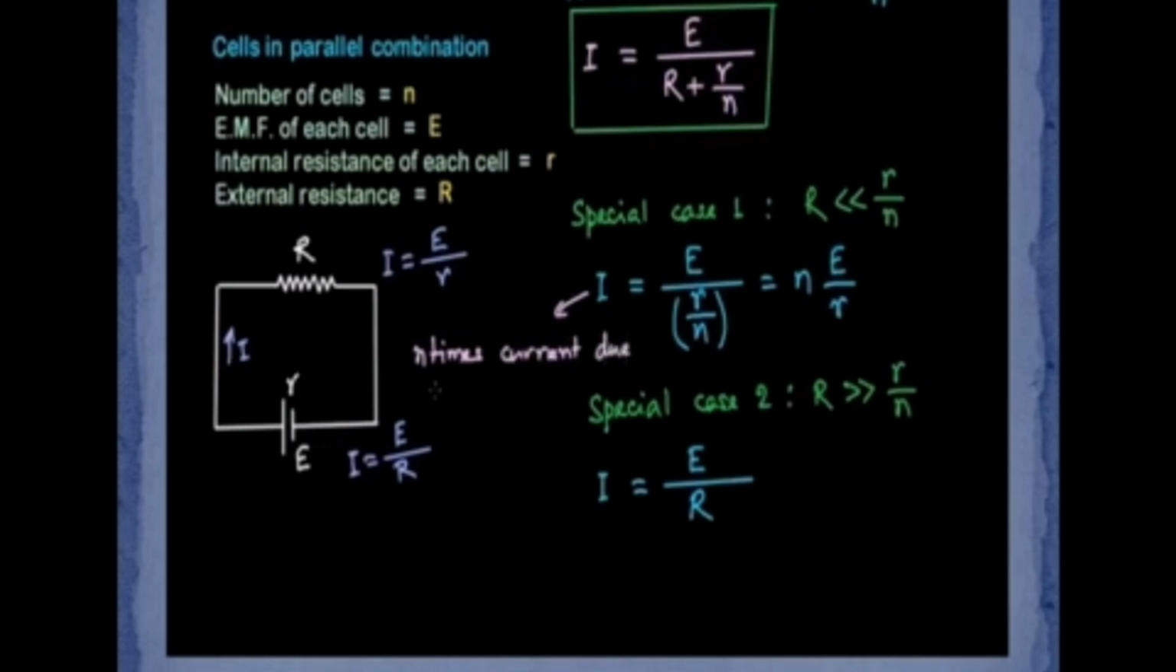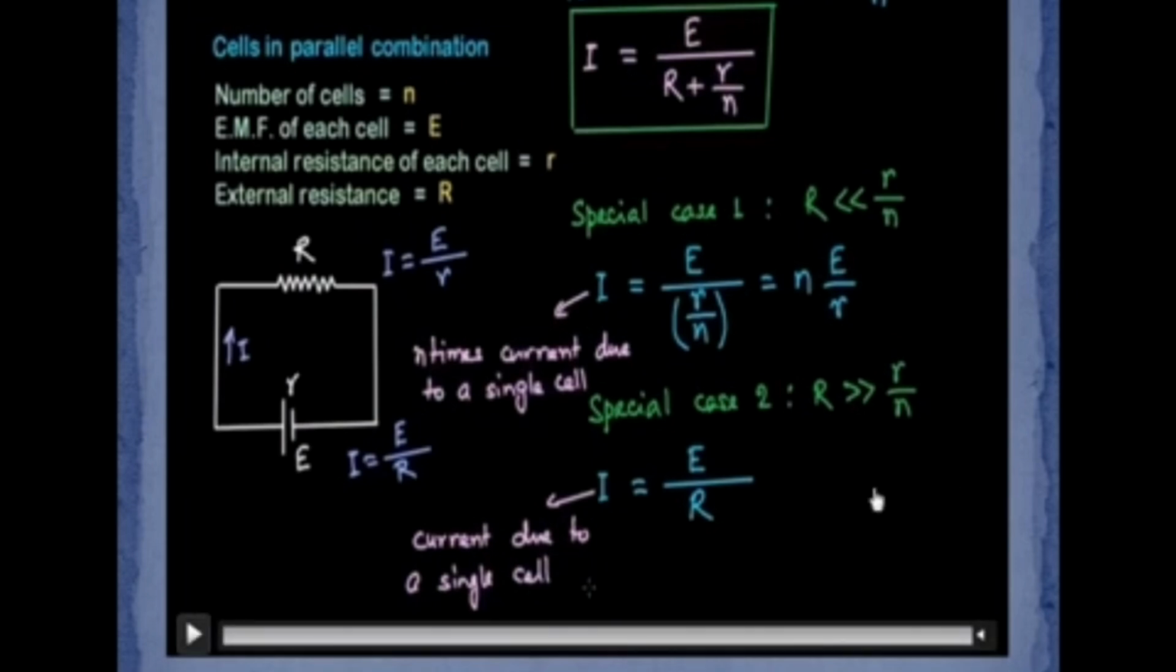So n times the current due to a single cell. So here I is the current due to the external resistance, a single cell. So here up to that we complete the cells in parallel.